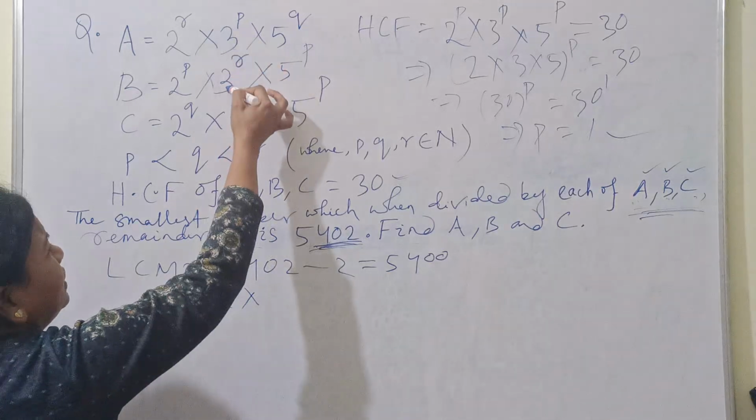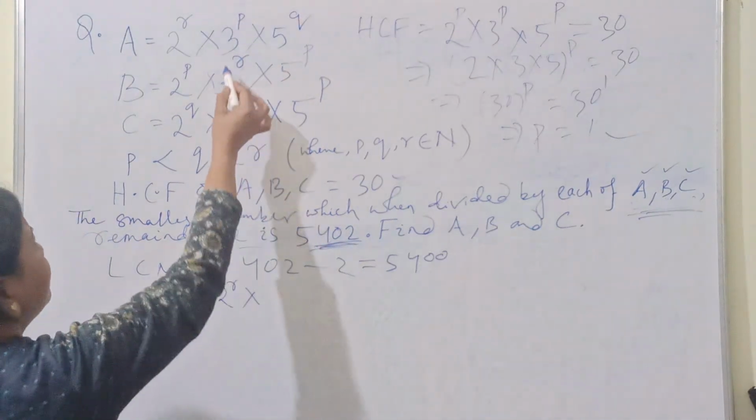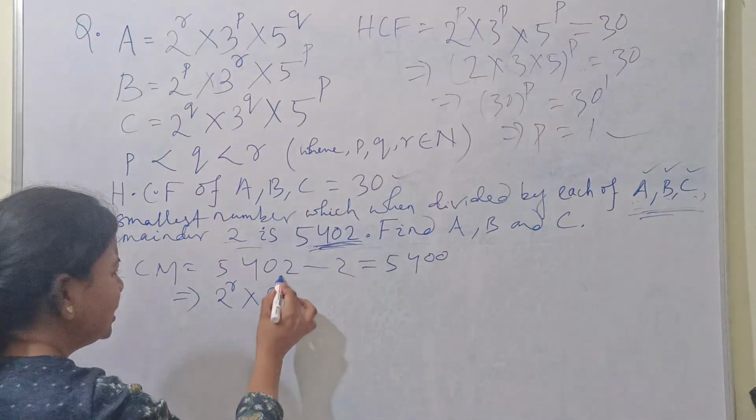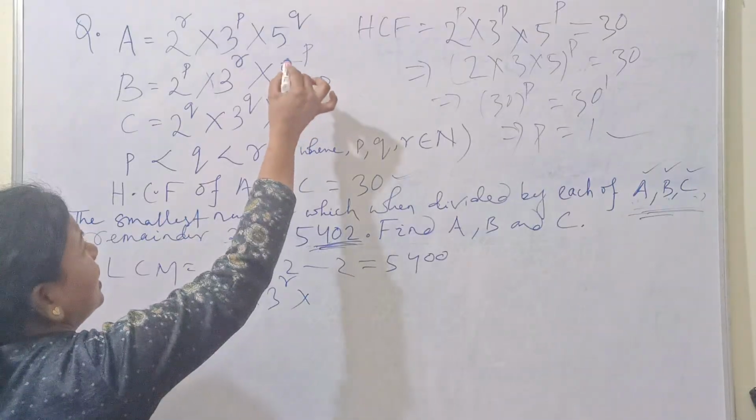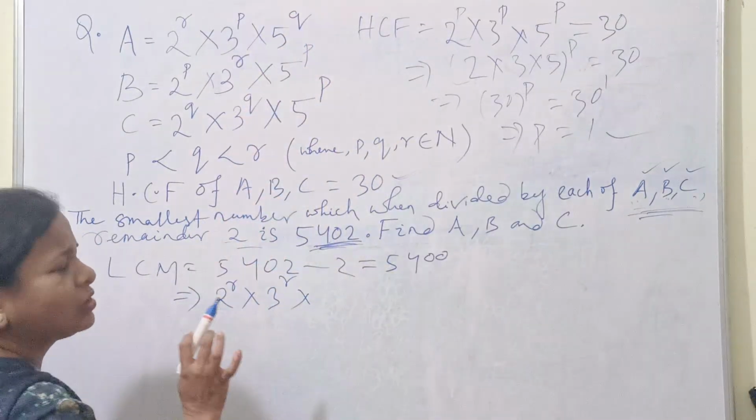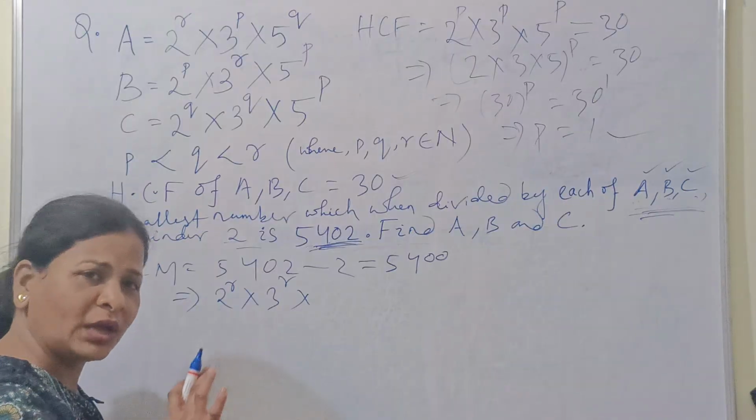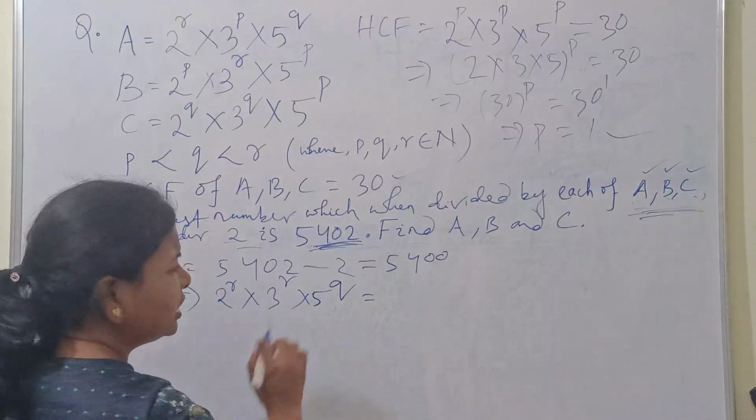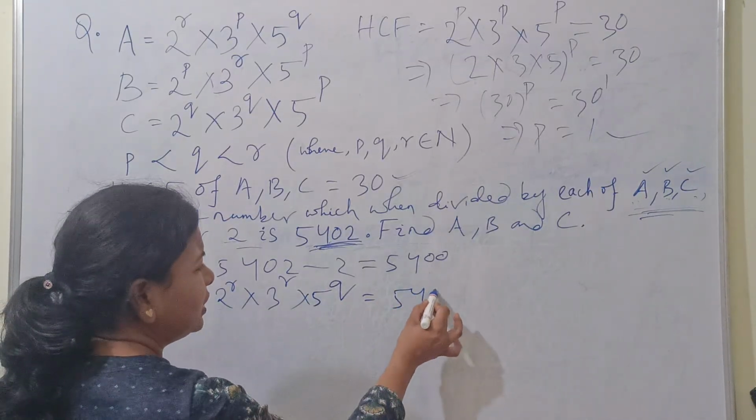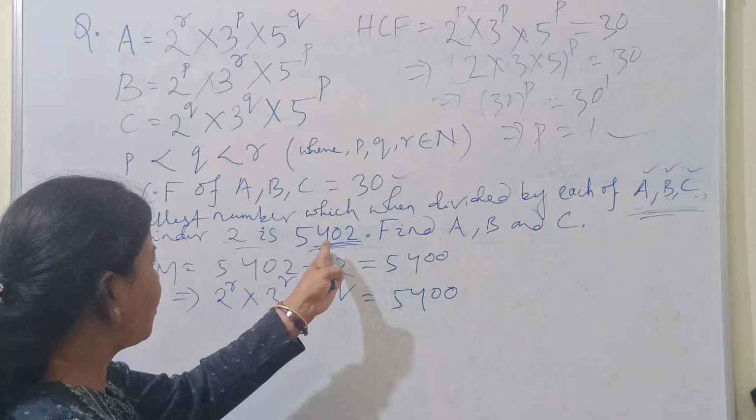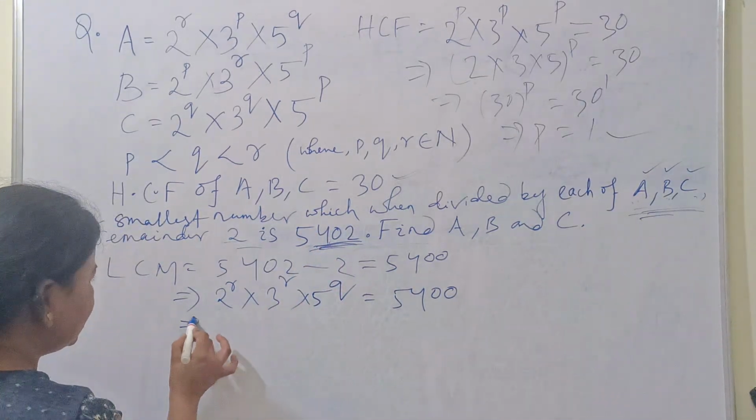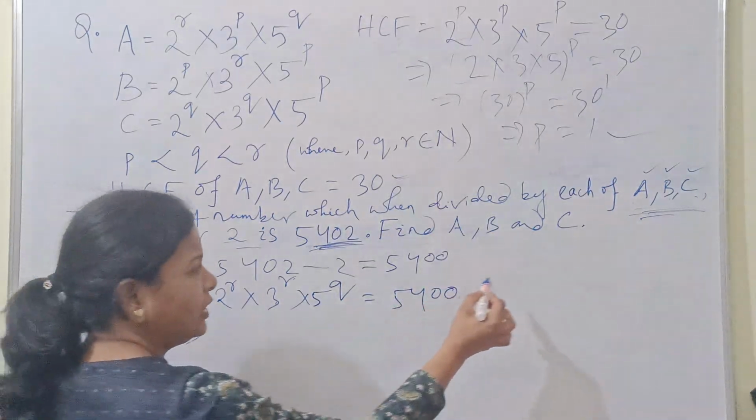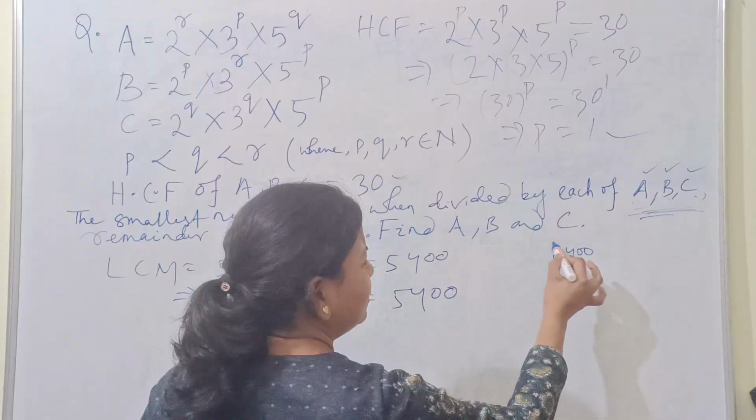Look at the 3 to the power P, 3 to the power R and 3 to the power Q. Out of these 3, which is having the highest power? 3 to the power R. That is the highest value. That's why we are taking that one. But here we have a 5 to the power P and 5 to the power Q. So in between P and Q, as we know Q is the greater one, we have to select 5 to the power Q. Then we would equate it with what we have found out by calculation from the information given. Now you see 2 to the power R, 3 to the power R into 5 to the power Q. Now we will do the prime factorization of 5400.